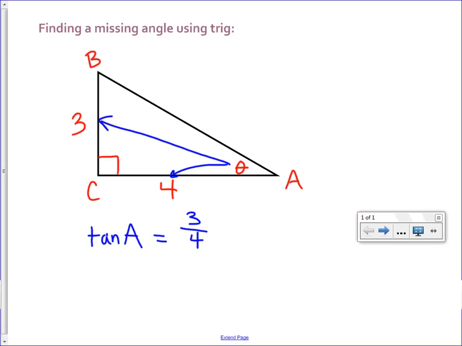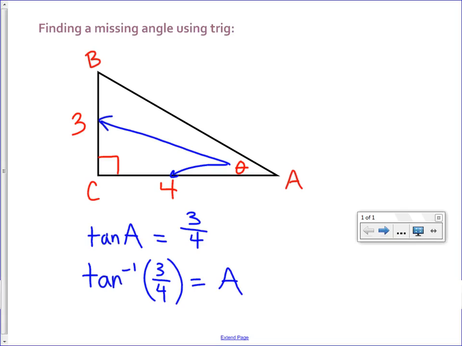So to get rid of the tan, we're going to use something called the inverse of tan. On your calculator, it looks like this. Tan is a little -1. There's also an inverse of sine and an inverse of cosine button on your calculator. So you're going to find the tan -1, or the inverse tan, of 3/4, and that will be angle A. Doing the inverse tan gets rid of the tangent and helps you find the angle.